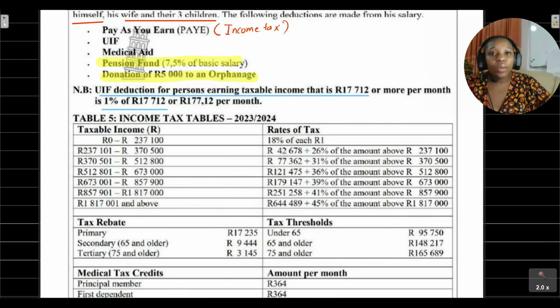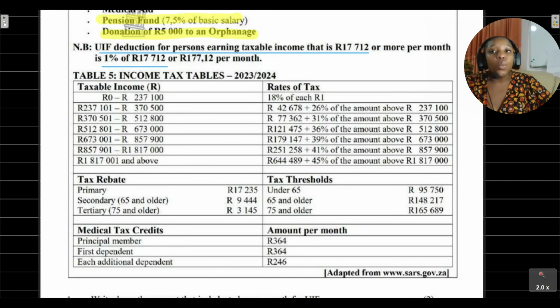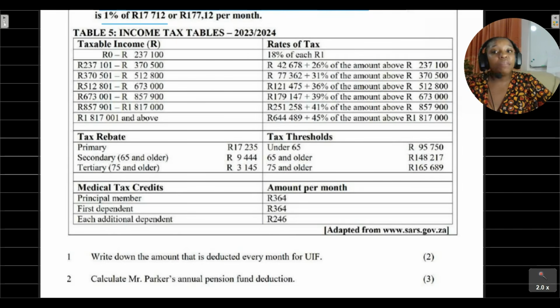Obviously, we're told that the following deductions are made from his salary. We are given this tax table here that we are supposed to use to calculate how much tax Mr. Parker needs to pay before rebate. Then, because we are given Mr. Parker's age, that means that we need to also incorporate or deduct the rebates that he qualifies for. And because we're also told that Mr. Parker contributes towards medical aid, we'll also have to then minus the medical credits that he qualifies for.